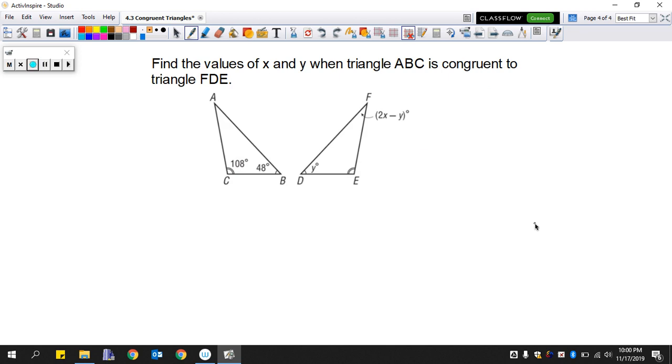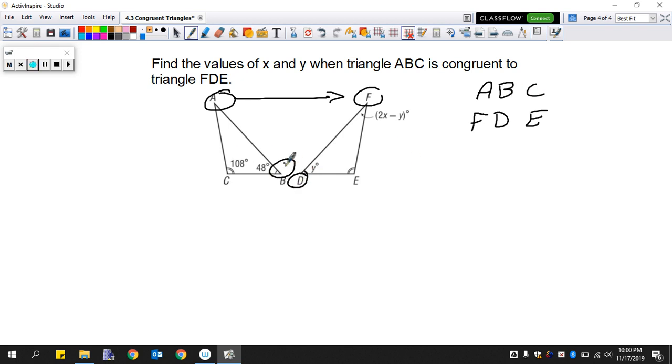Find the values of x and y when triangle ABC is congruent to triangle FDE. Okay, so here the important part is you have ABC is congruent to FDE. I always like to write them on top of each other. That way I know that A goes with F, B goes with D, so these two go together, and C goes with E.